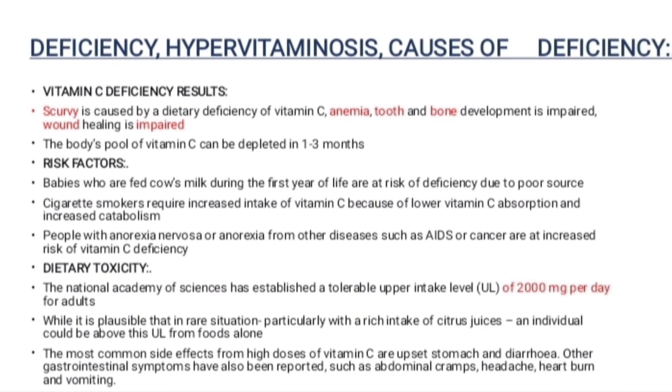The most common side effects associated with high doses are directly related to the GIT, stomach, and causing diarrhea. The other gastrointestinal symptoms that can arise when it is taken in high doses include abdominal cramp, headache, heartburn, and vomiting. So this is all about vitamin C, and I hope that will help you to understand the main role of vitamin C in the different mechanisms and reactions in the human body.